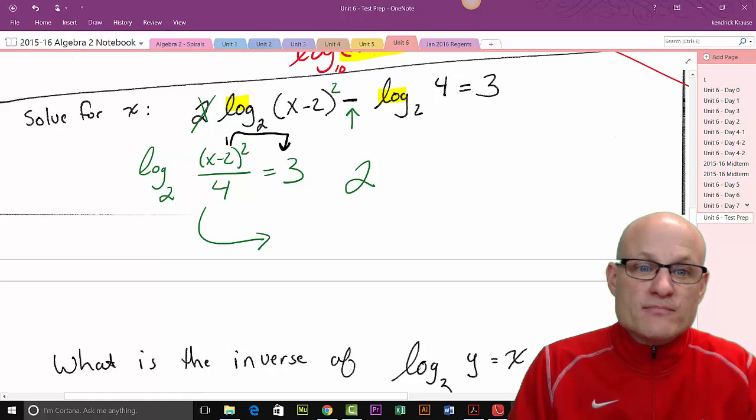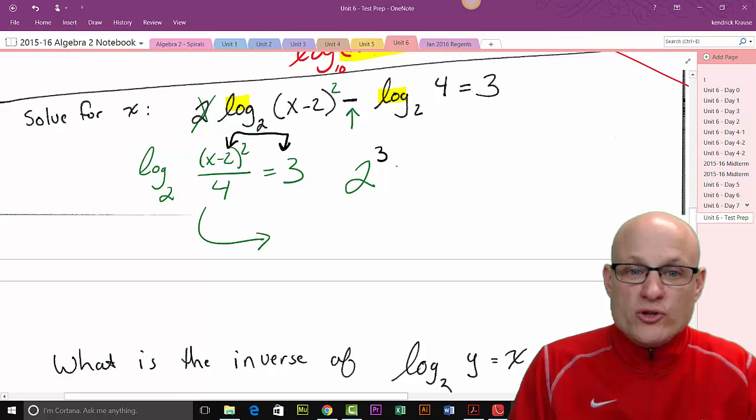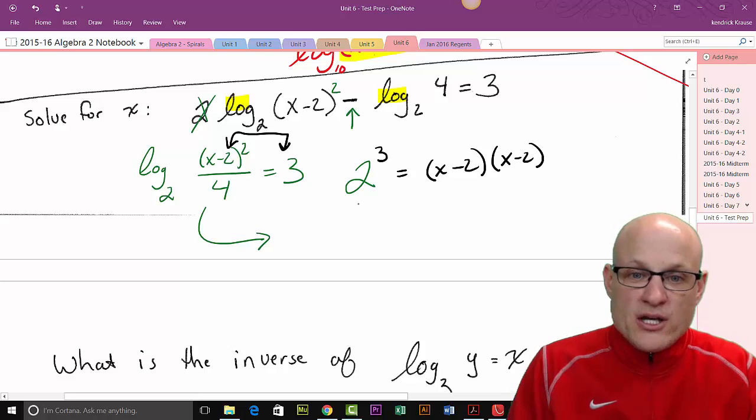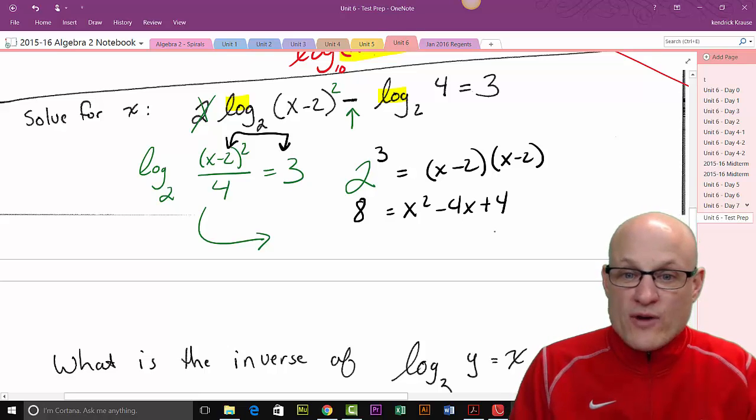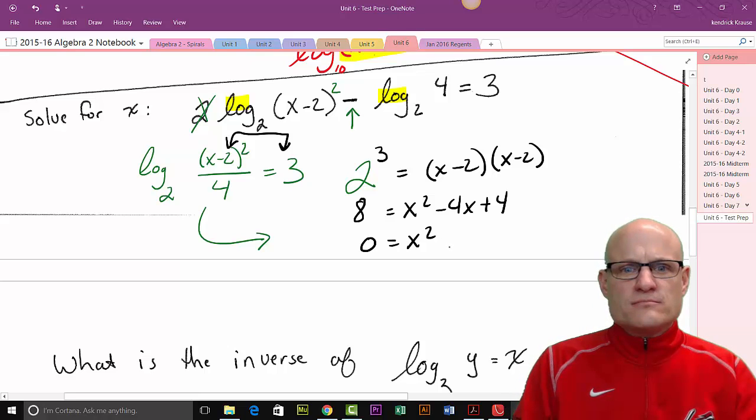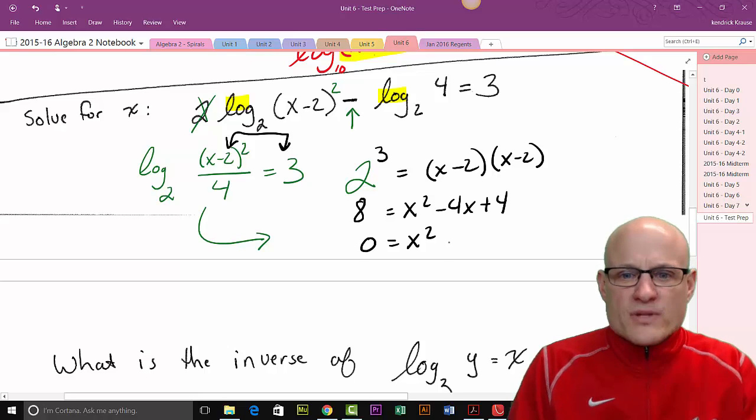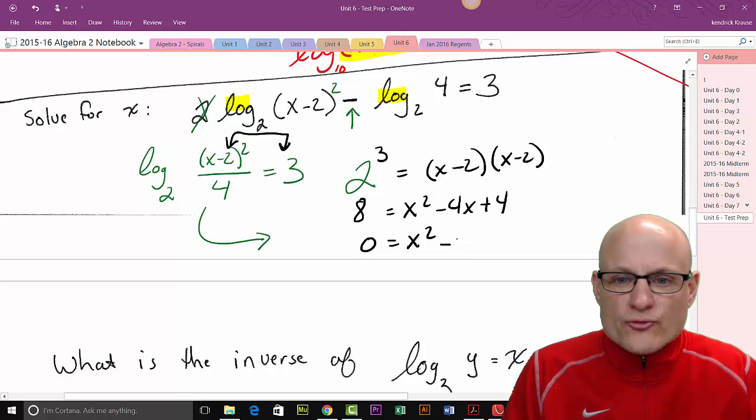So 2 cubed is equal to x minus 2 squared, which is just x minus 2 times x minus 2. So 8 is equal to x squared minus 4x plus 4. Subtract 8. I get 0 is equal to x squared minus 4x minus 4.